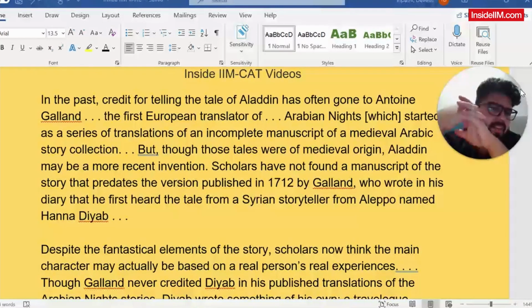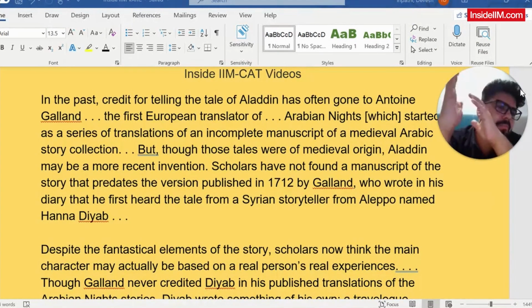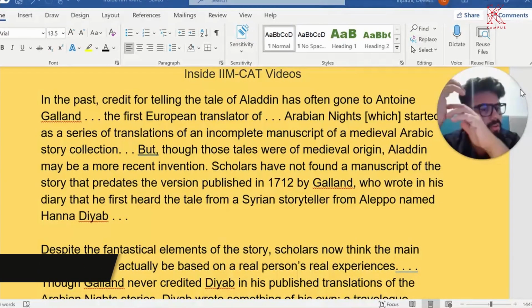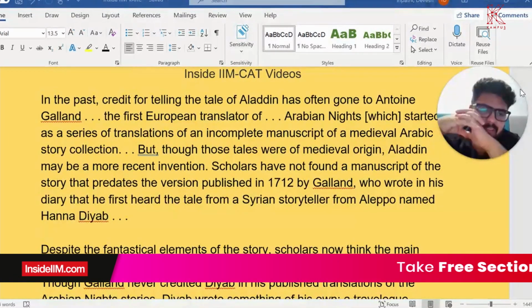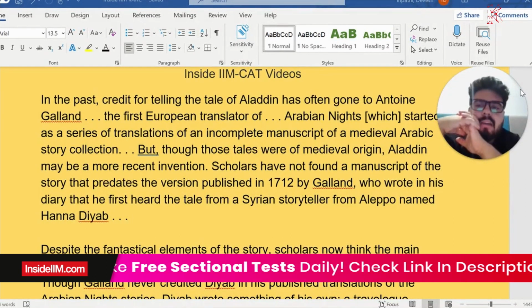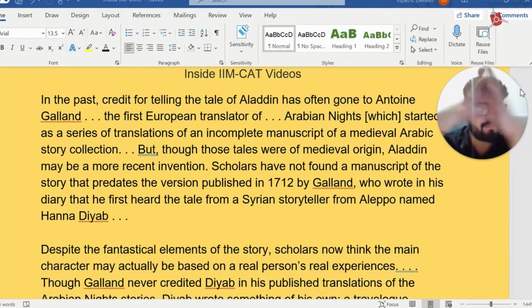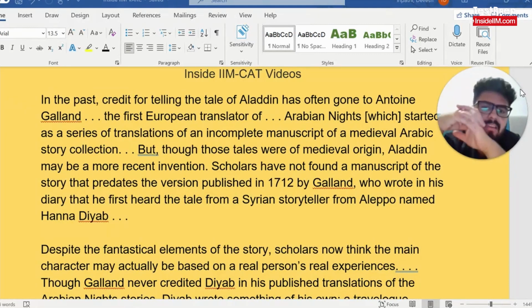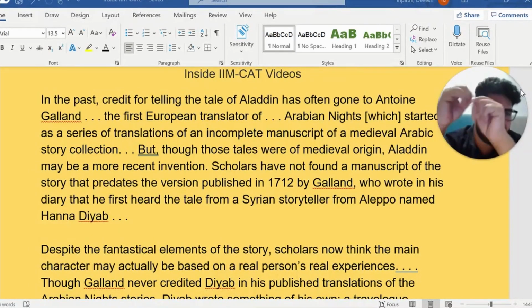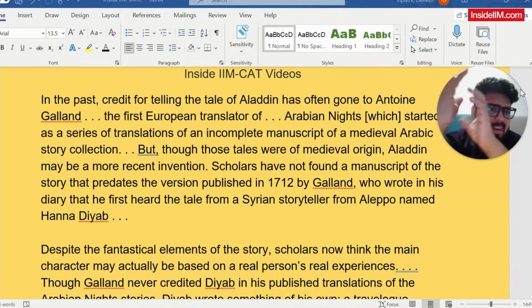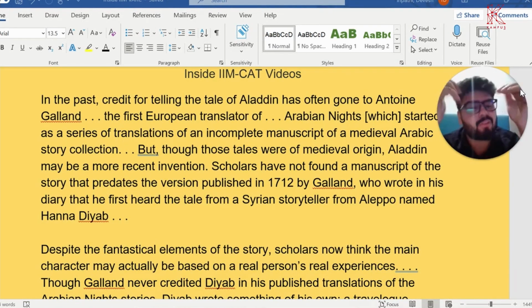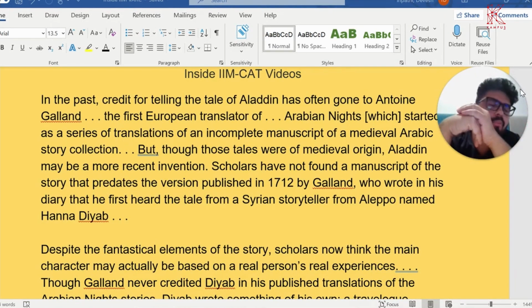The agenda for today is that I want to take you through the way to solve an RC, taken from CAT 2019 slot 1, which talks about Aladdin and how the story of Aladdin was written. Obviously a fabulous RC with a lot of innuendos and remarks and leftover ideas which had to be interconnected to get to the main point the author was referring to. It was followed by a beautiful set of questions in which the elimination method would have been a proper way to get to the right answer.